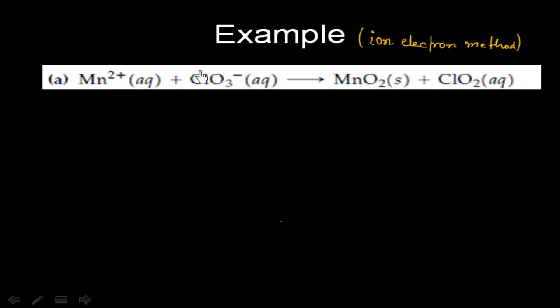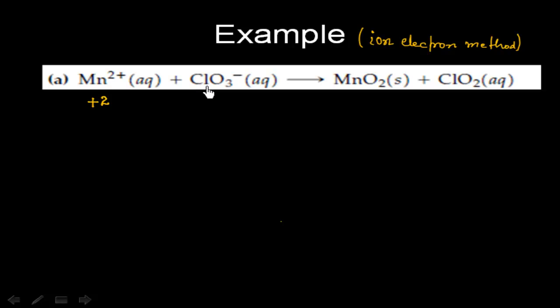Now we will balance this equation by ion electron method. The first step to balance is we have to find oxidation number of atoms, and then we have to look what are the atoms that are changing their oxidation number. Now in this case manganese has oxidation number of +2 because charge on manganese is +2, so X is equal to +2, so manganese has oxidation number of +2.